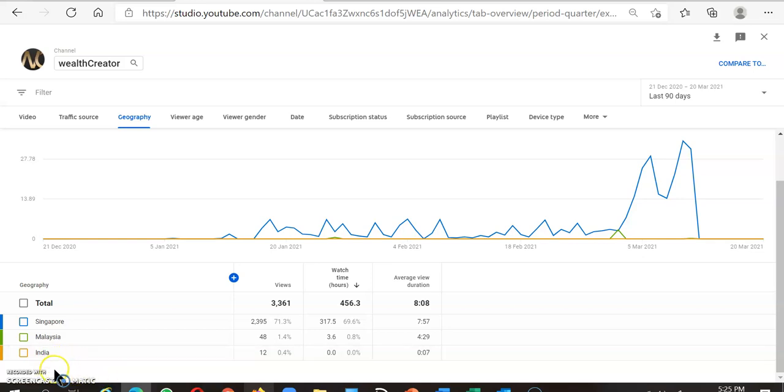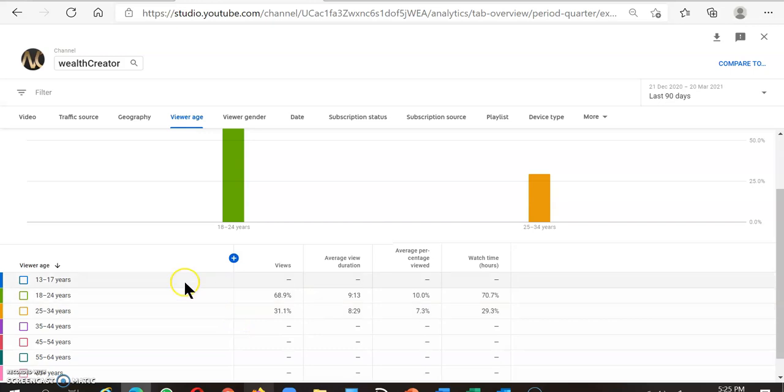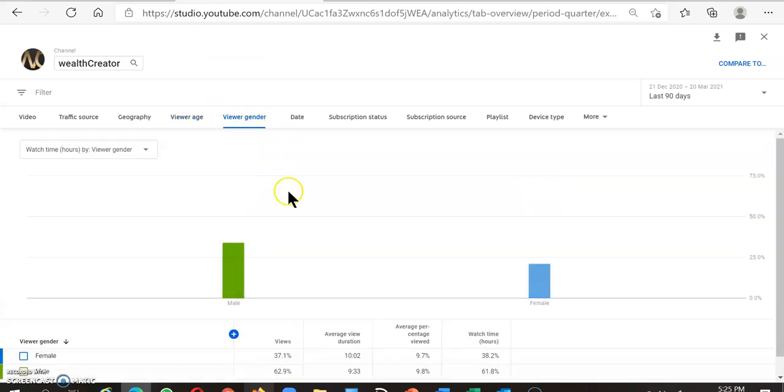in Thailand, Indonesia, the Western countries. You can even take a glimpse of the viewers' age group. Generally, most of the viewers' age group lies between 18 to 24, and of course there are some older than that. So that's the percentage breakdown: 68%, almost 69%, are really the university's viewers. And you can even see a bit of the gender, male or female. Generally there are again more male people looking at your videos.